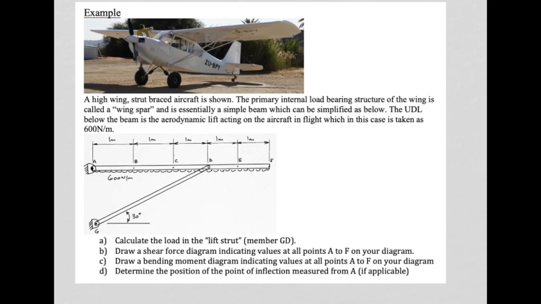And in fact, for part A, you've got to find the load in the lift strut. What tension force is in this member for equilibrium of this whole setup over here. That shouldn't be a problem. Next is the shear force diagram, indicating values at all points A through F on your diagram. Draw the bending moment diagram, same thing. Determine the position of the point of inflection measured from A, if applicable. Okay, so that's your last one. Give it a good go. Stop the video now and have a look at the solution only when you have made a good attempt.